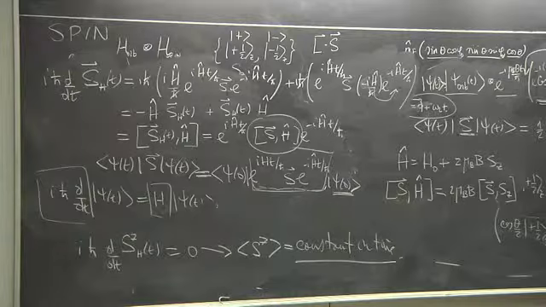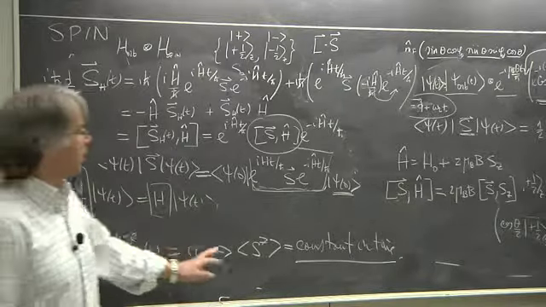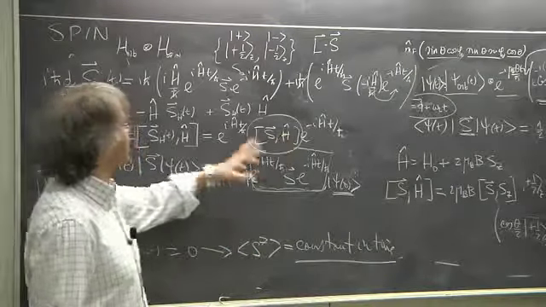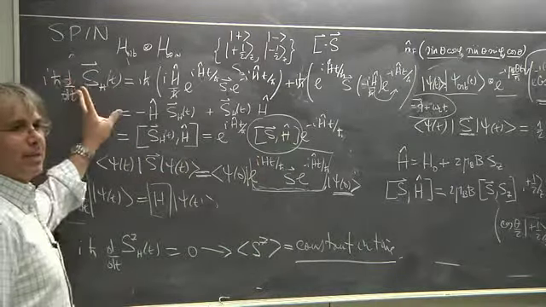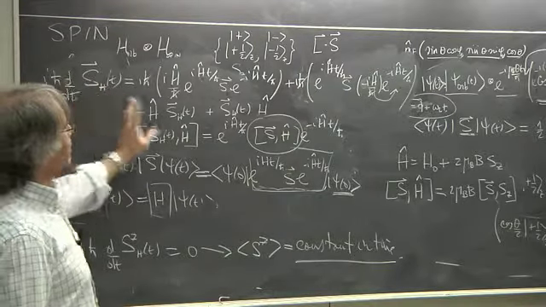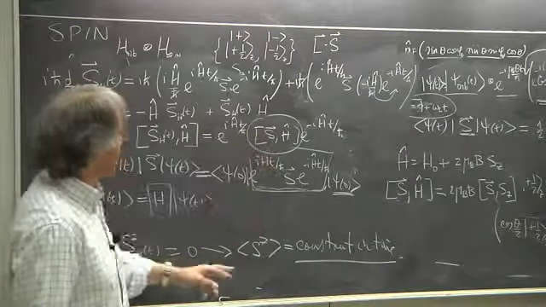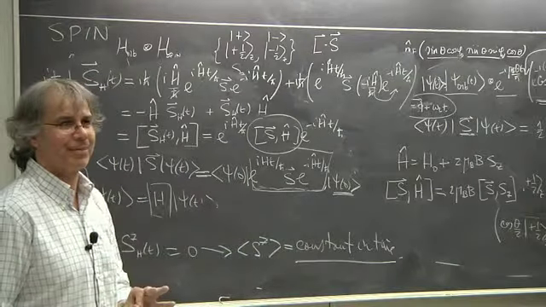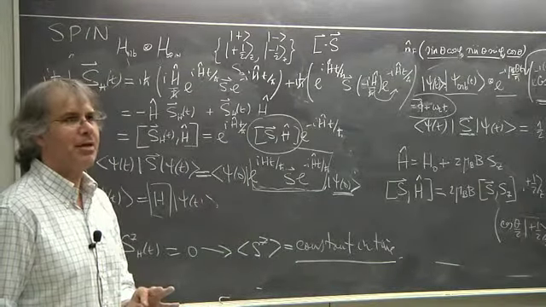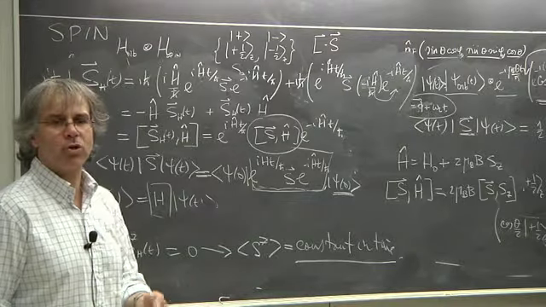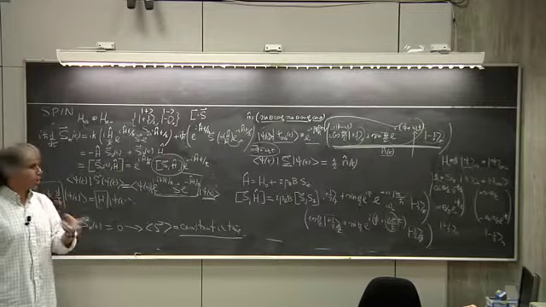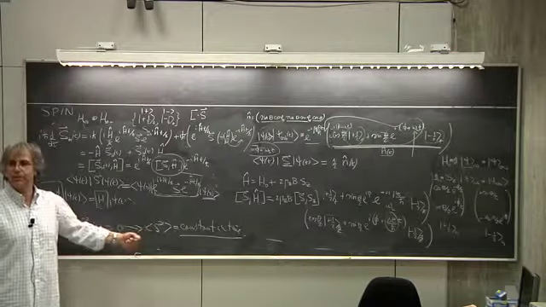All right? And indeed, it tells you even more. It tells you that the expectation value of any operator that commutes with the Hamiltonian, suppose that instead of S I have any other operator, okay? This operator, if it commutes with the Hamiltonian, then its expectation values should be constant in time. That's the reason why they're called constants of motion. Things that commute with the Hamiltonian preserve their average values in time.